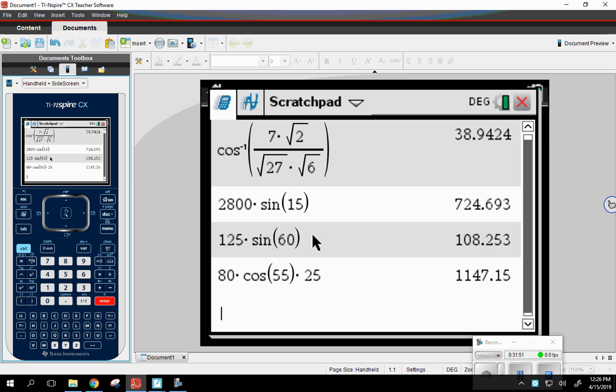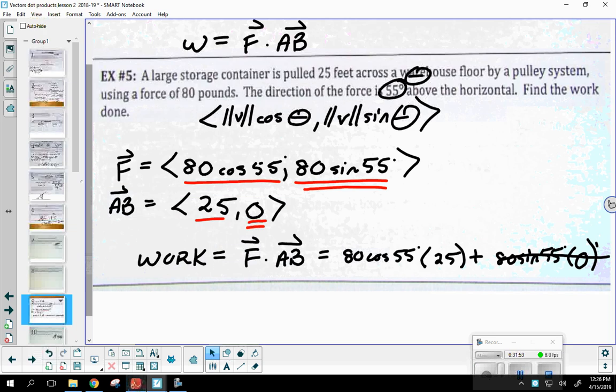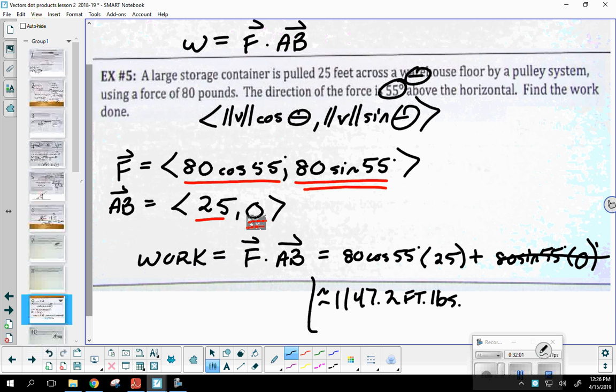Yeah. So 1147.2 foot-pounds. That's it. Okay. So if it's a work problem, all you have to do is multiply your force vector by the distance vector.